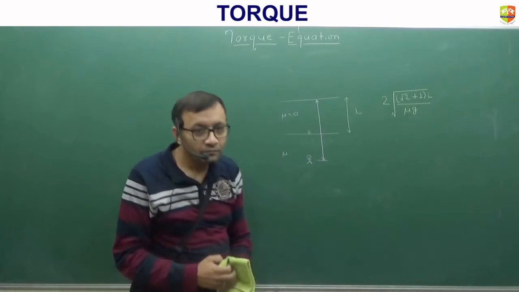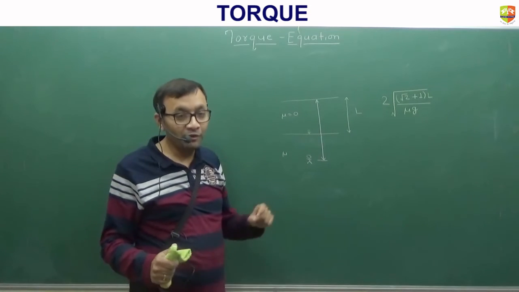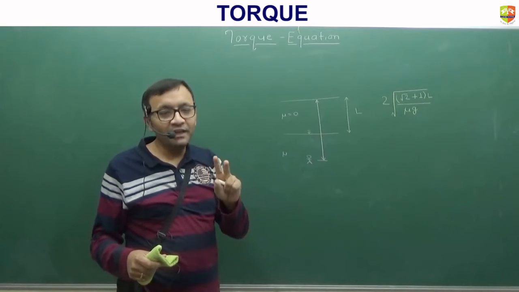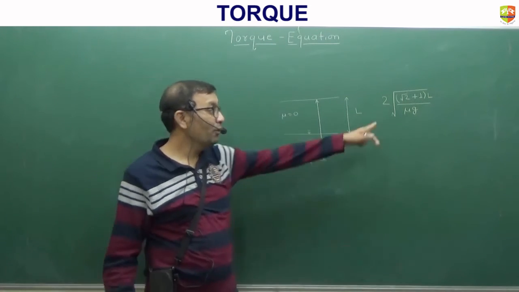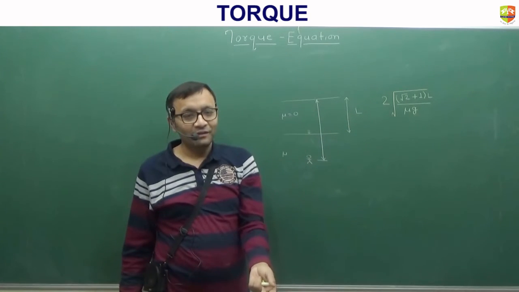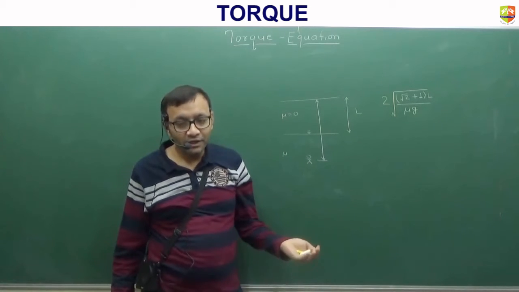So why won't it be in a straight line? Even I am wondering right now. Because if you assume it to be a straight line, the answer comes out to be 2 under root L by mu g, which is actually more than this. So walking in a straight line is not even possible. So, I mean, that is a little strange.